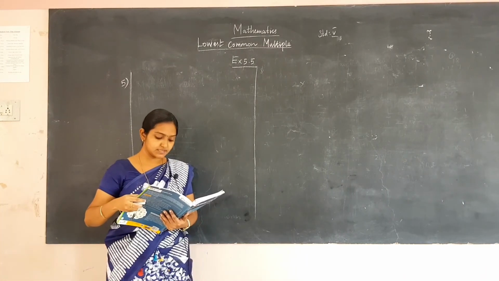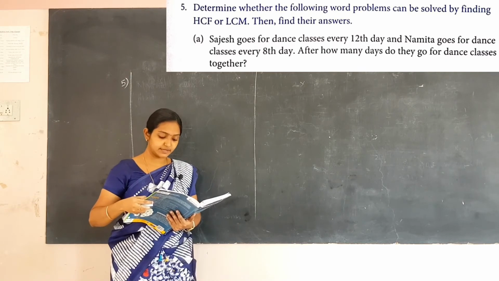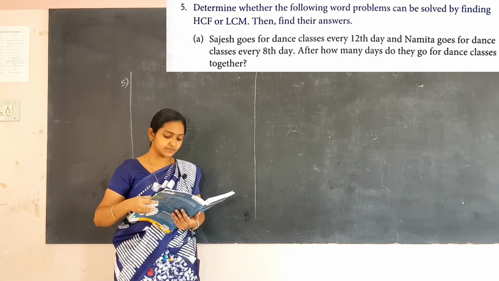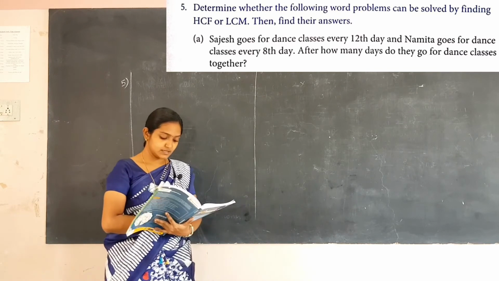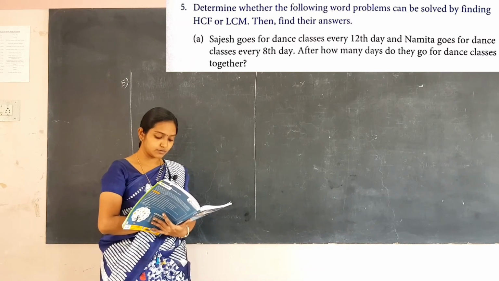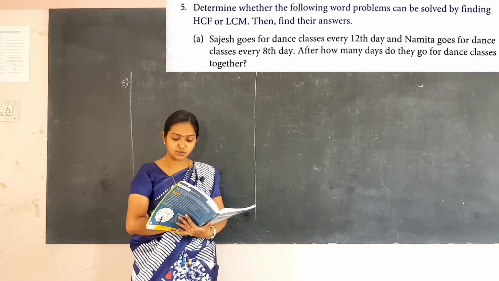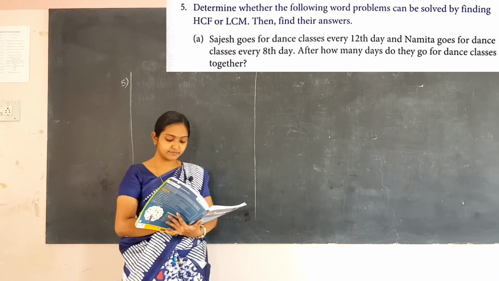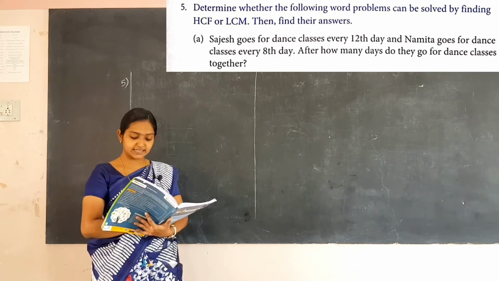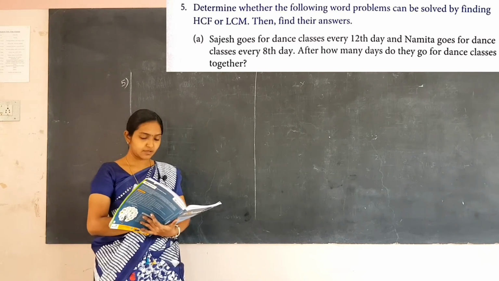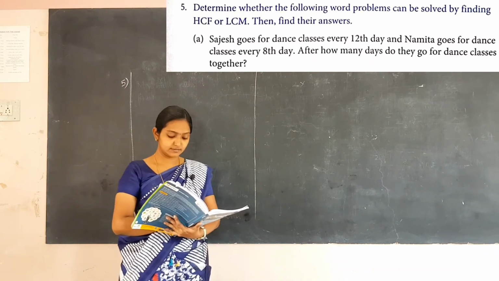The fifth problem is, determine whether the following word problems can be solved by finding HCF or LCM. Then find their answer. The first problem is, Sajish goes for dance classes every 12th day and Namita goes for dance classes every 8th day. After how many days do they go for the dance class together? We have to find when they will go together.